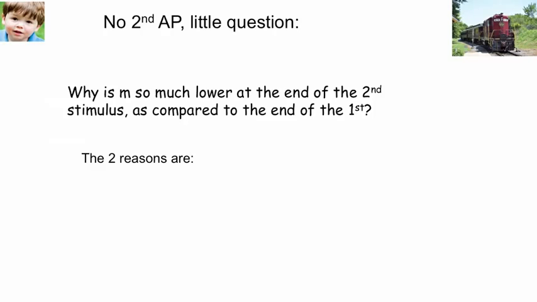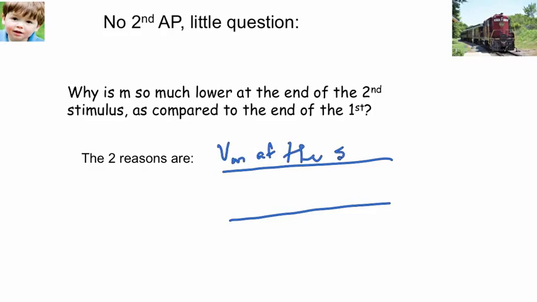So there are two reasons. I'm going to leave these to you. Figure it out. I'll give you a little hint. The first reason has to do with Vm at the start of the first and second stimuli. Look carefully at the value of Vm itself at the start and at the end. The second has to do with the membrane, and in particular the membrane resistance.